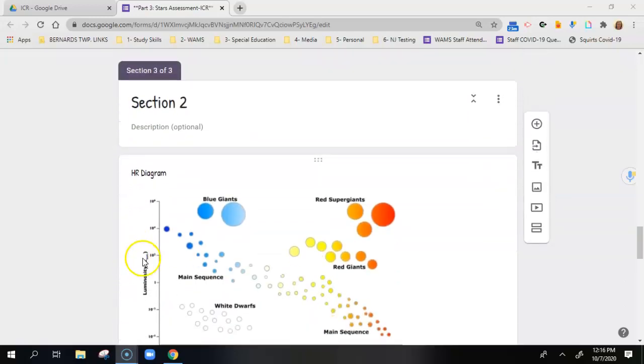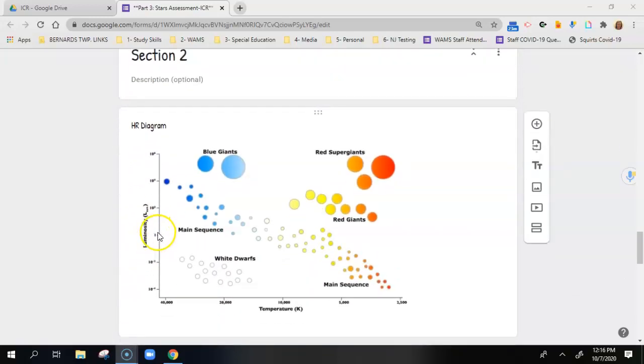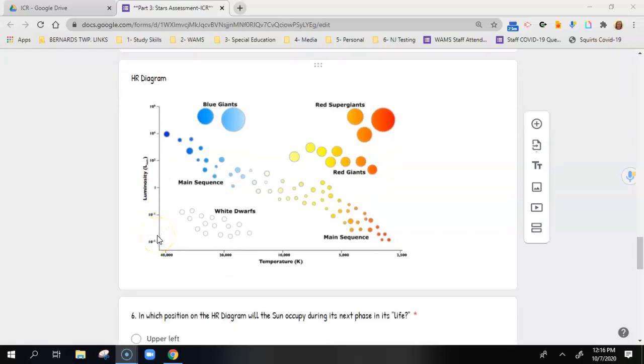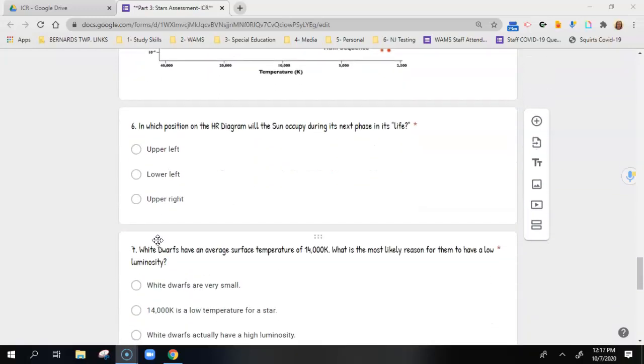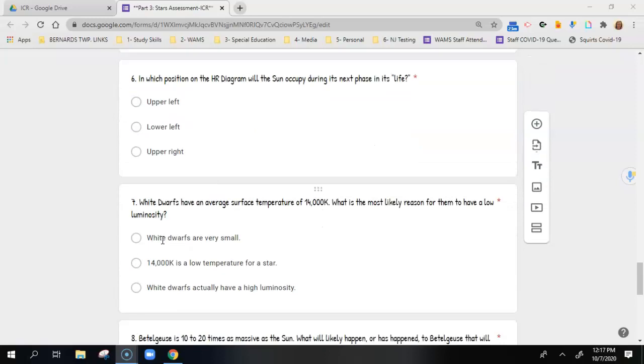Section 2 of your test. You'll be using this HR diagram, which you've seen before, to answer the questions below. Question 6. In which position on the HR diagram will the Sun occupy during its next phase in life? A, upper left, B, lower left, C, upper right.